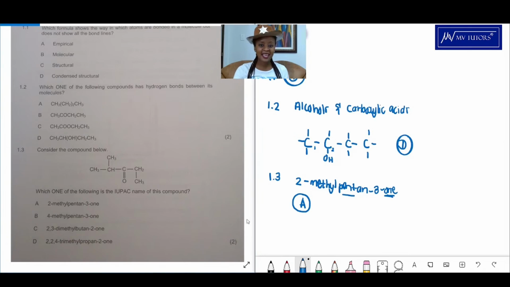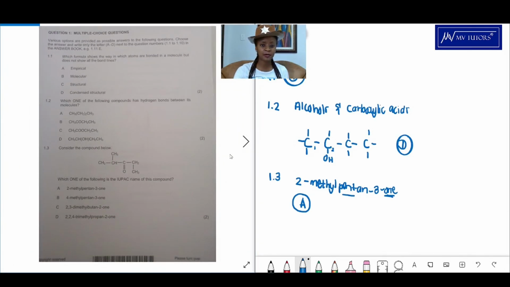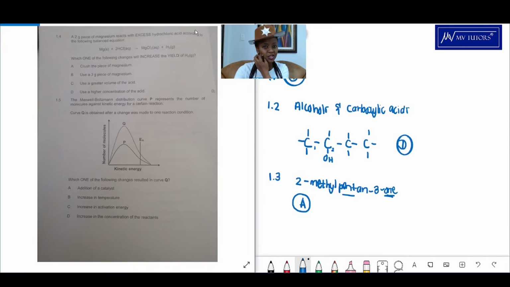Okay, and then let's go to 1.4. Go to the next page.